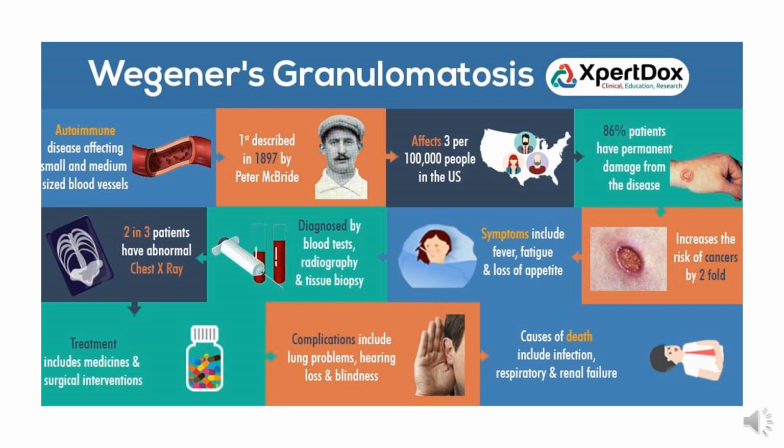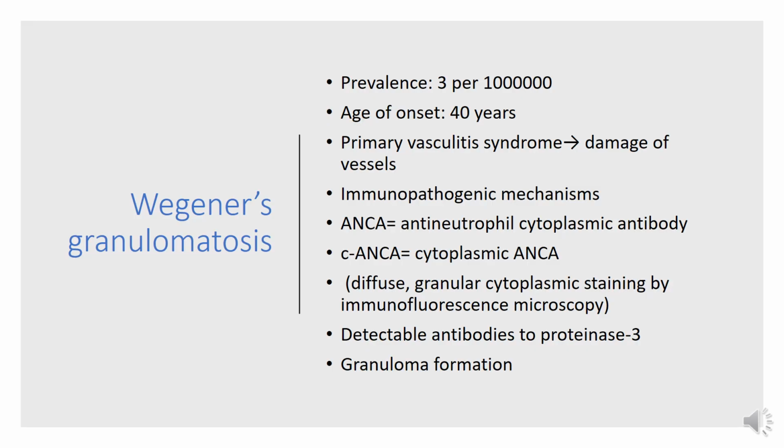Granulomatosis with polyangiitis is a complex immune-mediated disorder in which tissue injury results from the interplay of an initiating inflammatory event and a highly specific immune response. The prevalence is 3 per million people. Age of onset is 40 years.